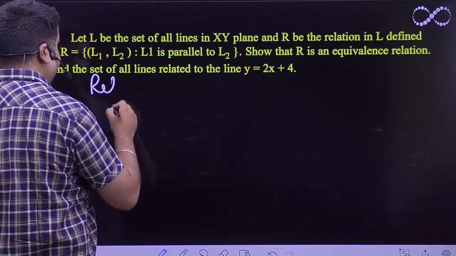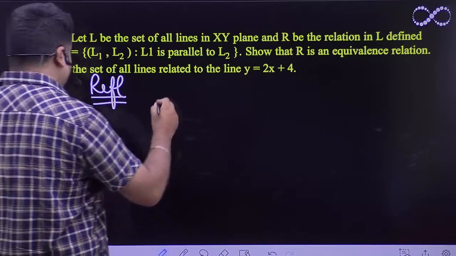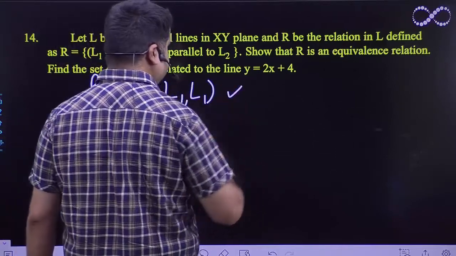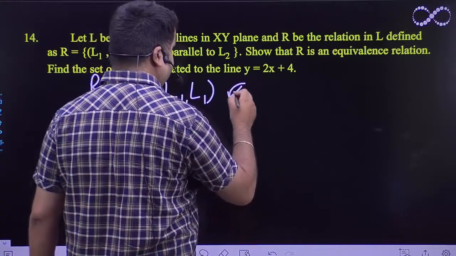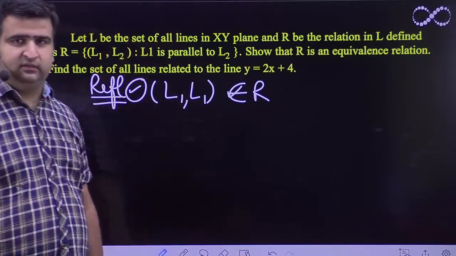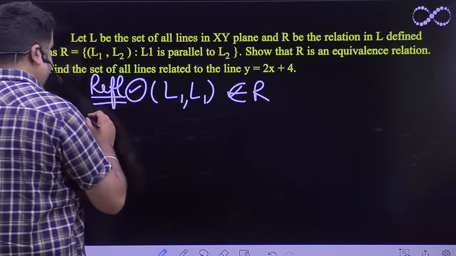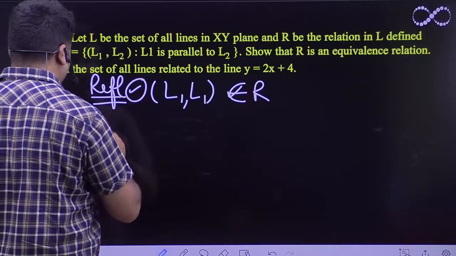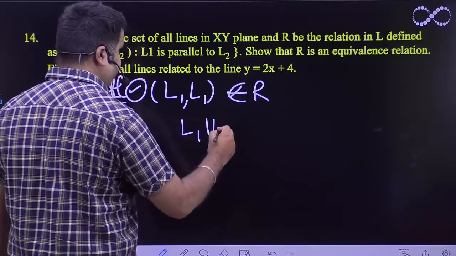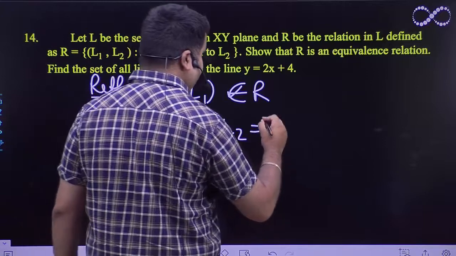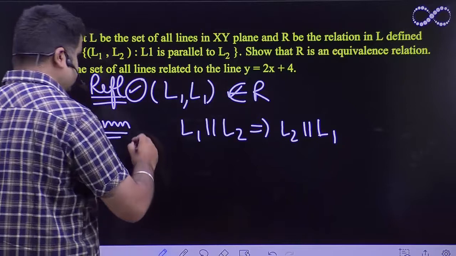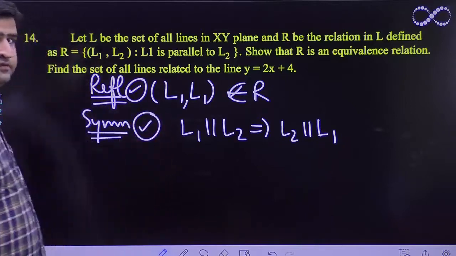For reflexive property, we have L1 comma L1. So this is true, right? This belongs to R, since every line is parallel to itself. And next we have the symmetric property. If L1 is parallel to L2, this implies L2 is also parallel to L1. So therefore the symmetric property also satisfies.